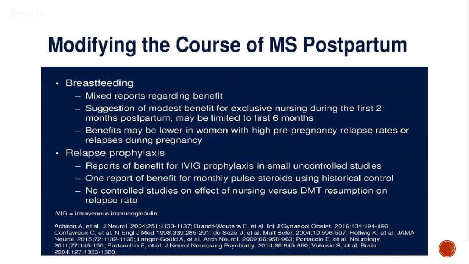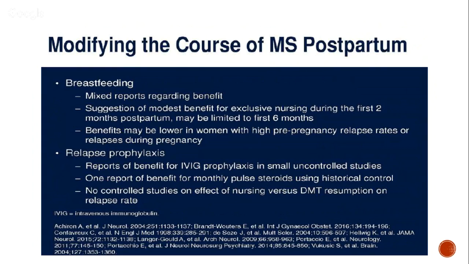What about nursing? There is some benefit for exclusive nursing during the first 2 months postpartum, but the tendency in the MS world is not to continue nursing for more than 2 months, because at that 3 month period, their immune system is going to get back to normal. And if they have had aggressive disease, the chances are that they will have a relapse. So you would want to try and limit nursing to 2 to 3 months if possible. If they're very high risk, then maybe limit it up to the first 6 months. Benefits may be lower in women with a high pre-pregnancy relapse rate.